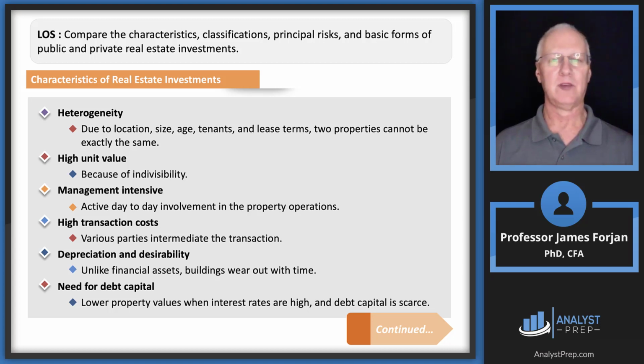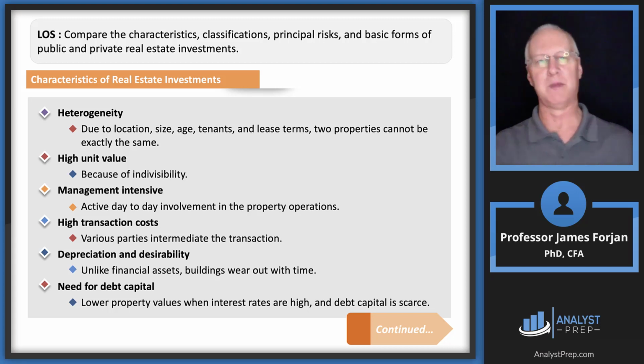Heterogeneity means, of course, that my house right here is not the same as the house across the street, even though we might live in the same neighborhood. So an apartment building right here might not be the same as an apartment building right across the street. Notice that final comment there. Two properties cannot be exactly the same.